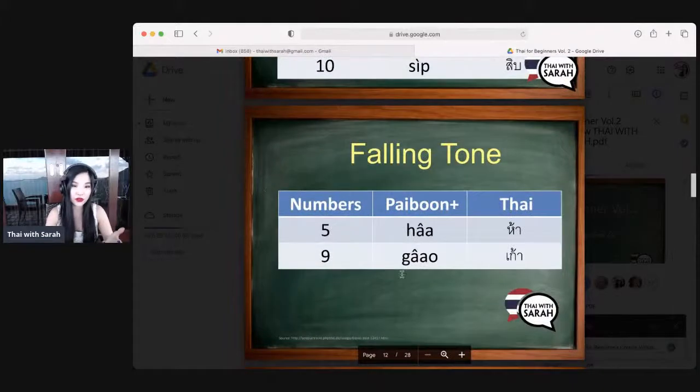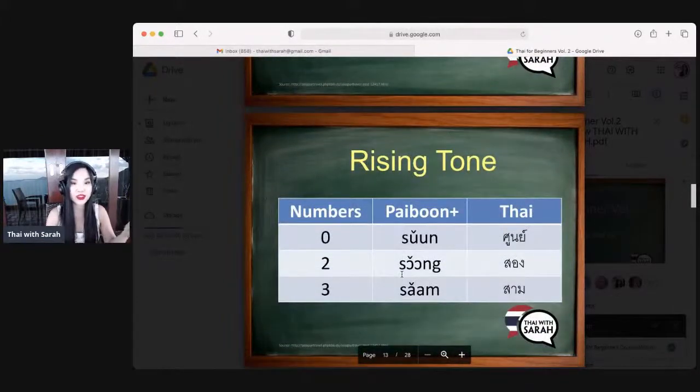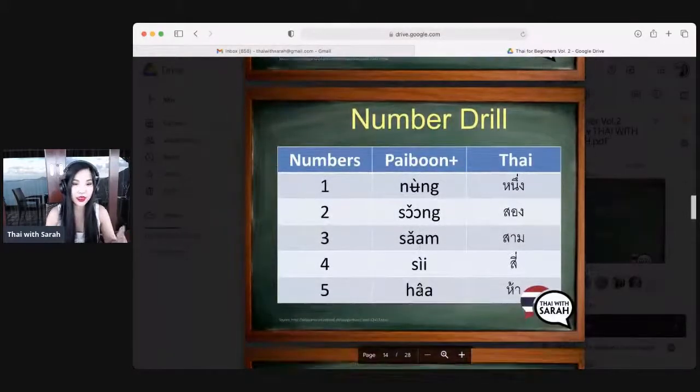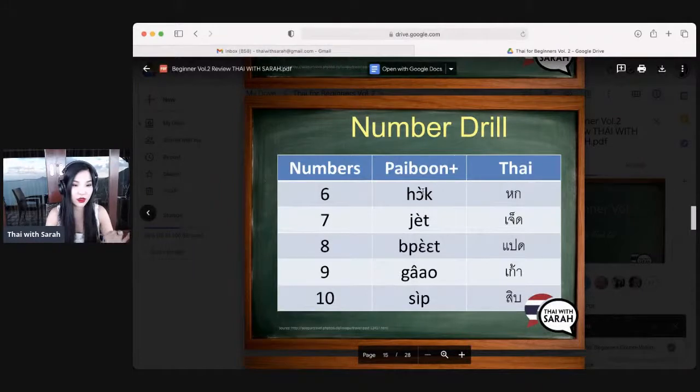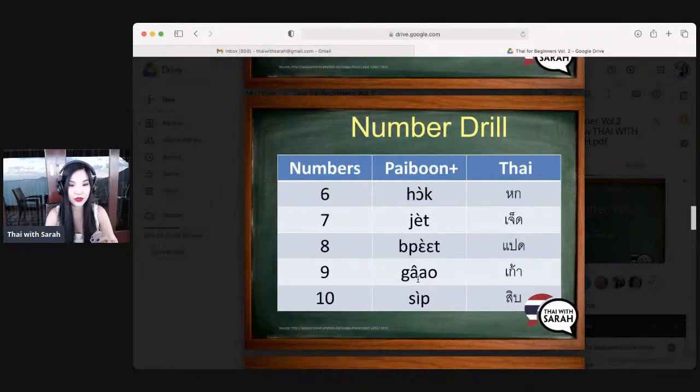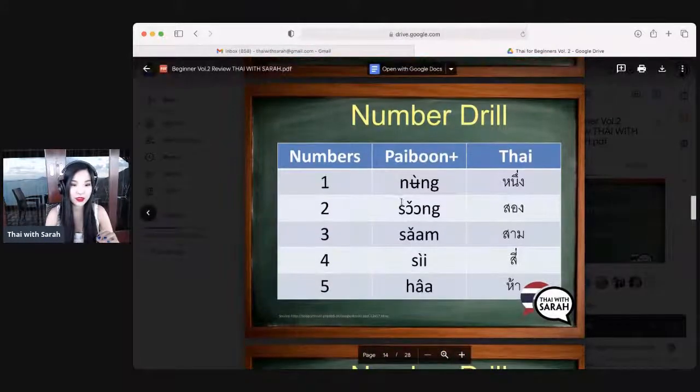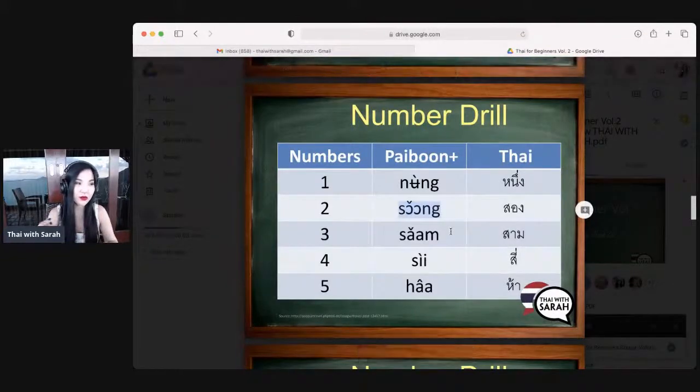You can do falling tone first, and then rising tone: soon, song, sam. When you do number drills, I would suggest you do 6 to 10 first, because they're all low and then falling. Once you involve rising tone, 2, 3, your number 4 might be a little rough to do, because I got distracted by the cute dog.